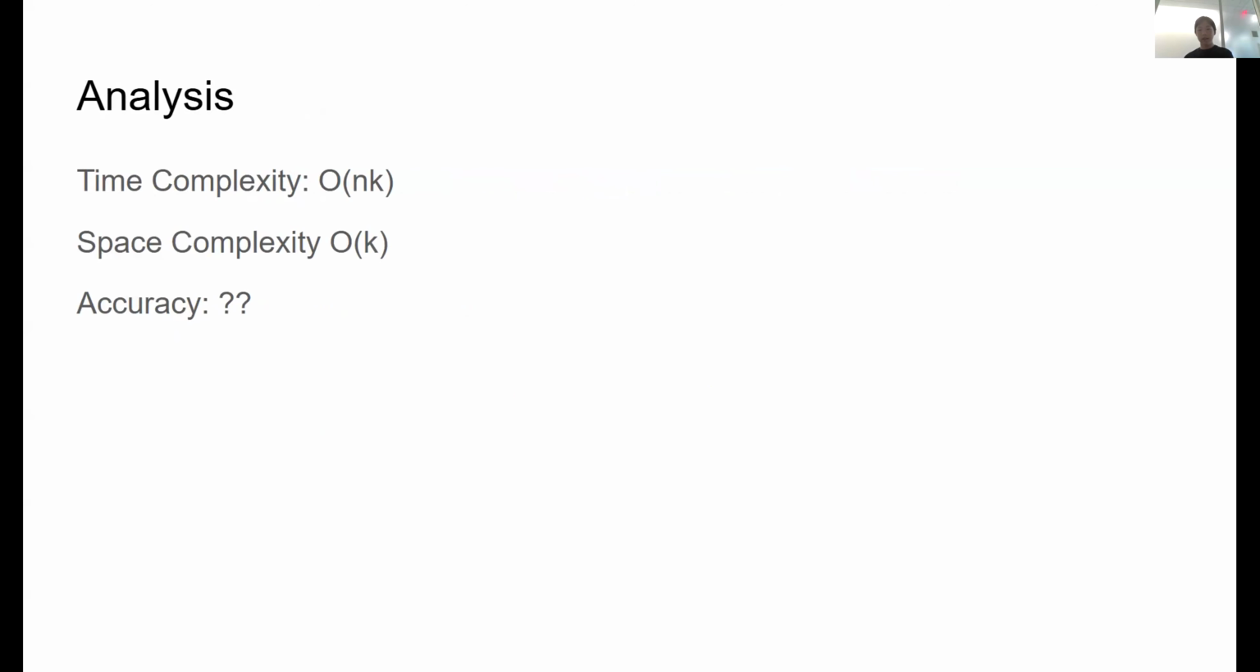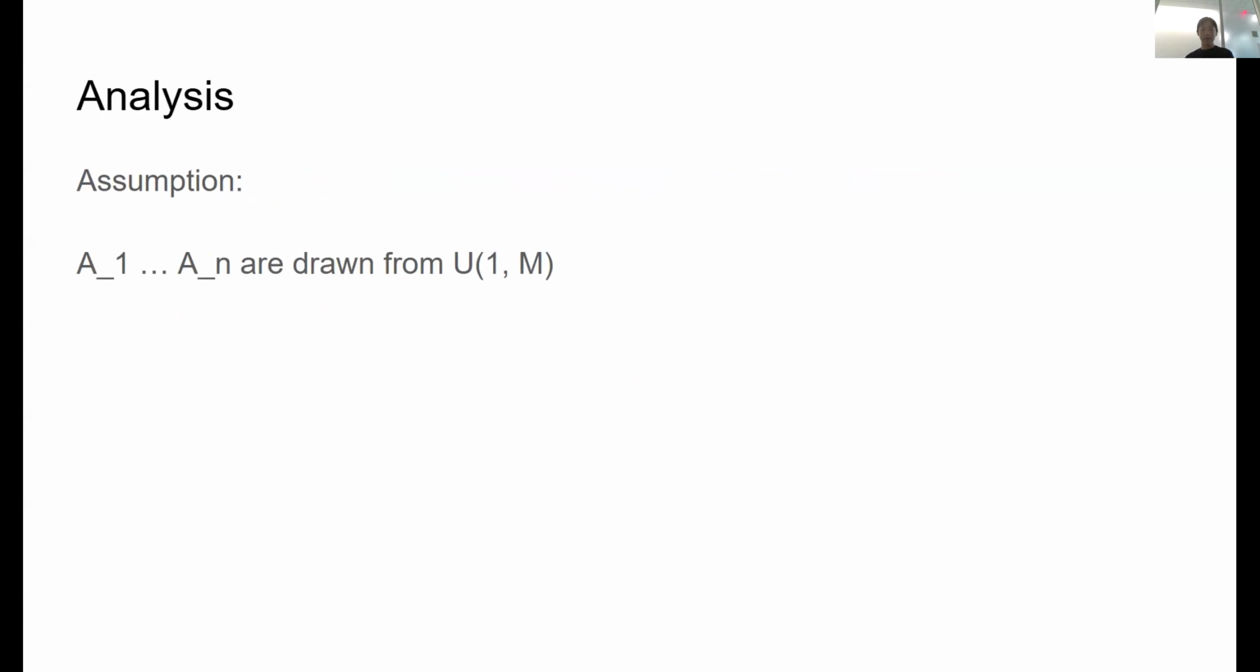So the time complexity is O of nk, and the space complexity is O of k, because the beam, the best sums array, is of length k. But we're not too sure about the accuracy, so we're going to have to do a little bit of analysis on that. In order to do the analysis, we're going to have to make the assumption that all the elements in the array are drawn from a uniform distribution from 1 to m, where m is a large constant.